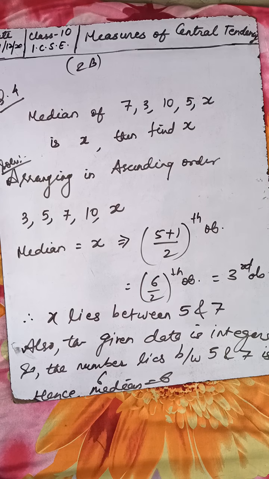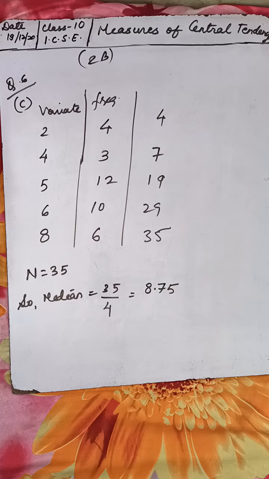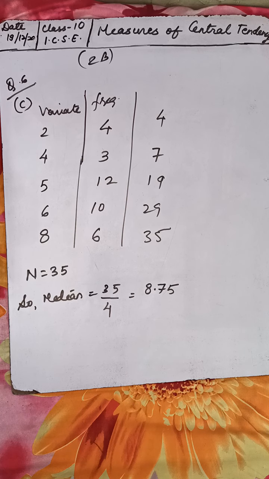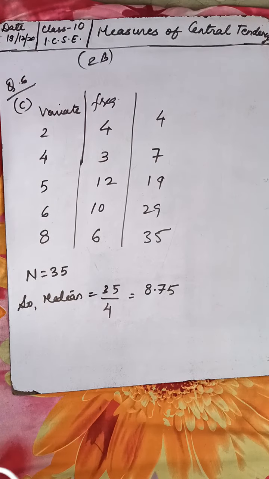Okay, coming to question number 6, the C, I'm doing finding the median of the arrayed data. See, this is the arrayed data given to us in the question. The variate is not in arranged form. It is 4, 6, 2, 8, 5. I have arranged in the ascending order like this. So this is the step of finding the median of the arrayed data.